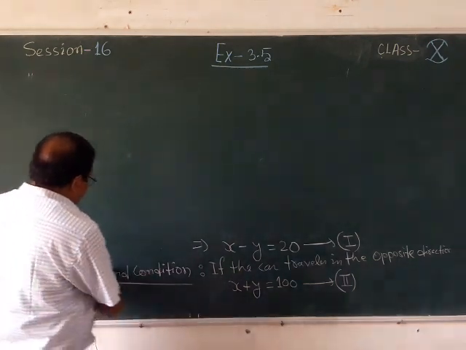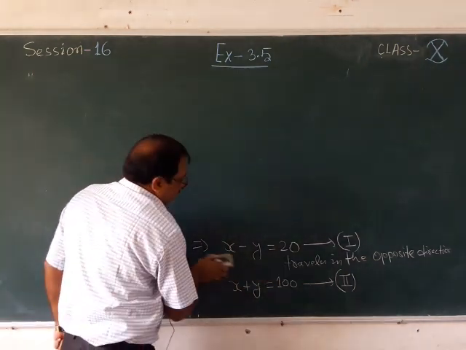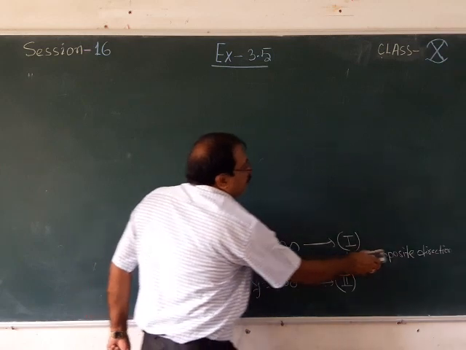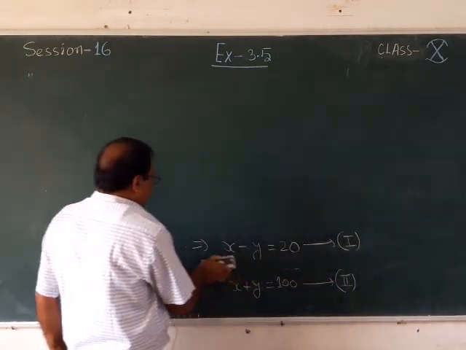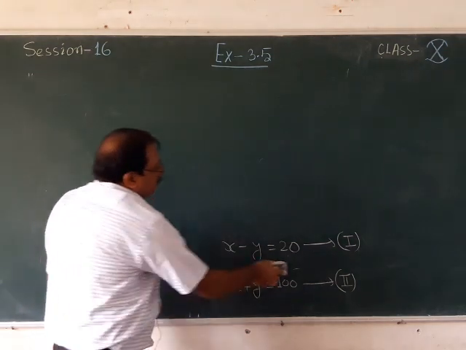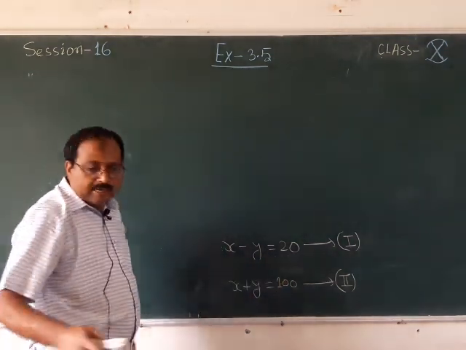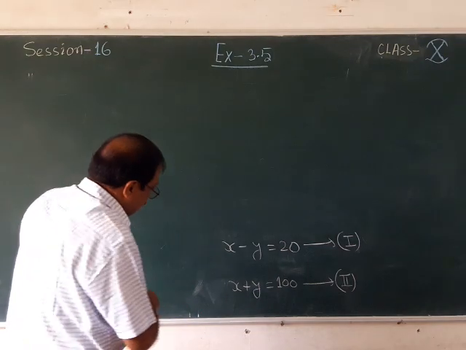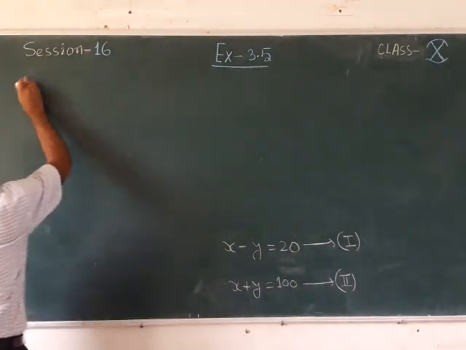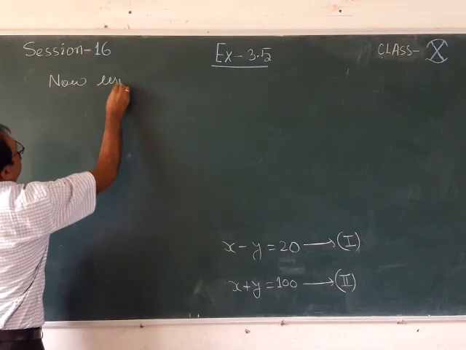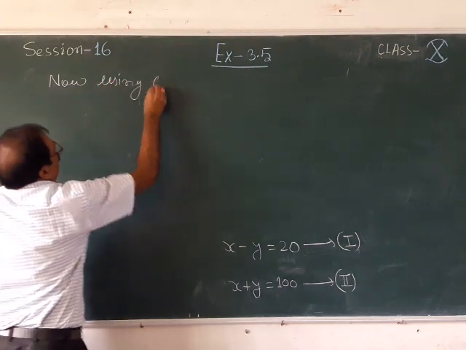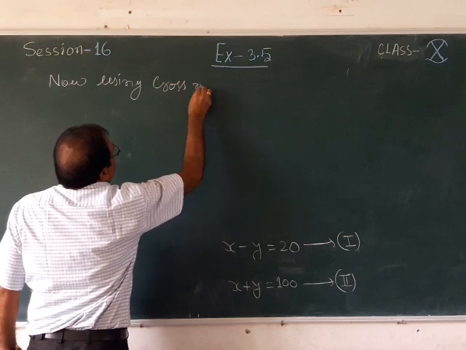Okay, so now I have two equations, equation 1 and equation 2. Now I will use these two equations to find the value of x and y, using the cross multiplication method.